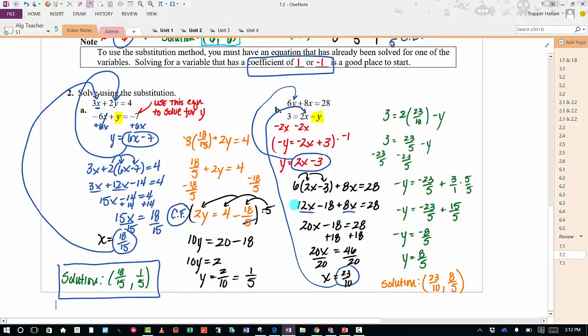Again, make sure that you write this down. You need to see these answers. Look at these answers. 23/10 and 8/5. Get used to those. You have to keep it in fraction, no decimals, okay? So I'll let you read through the work. That part you can handle. But the substitution part, you should be pretty comfortable with.